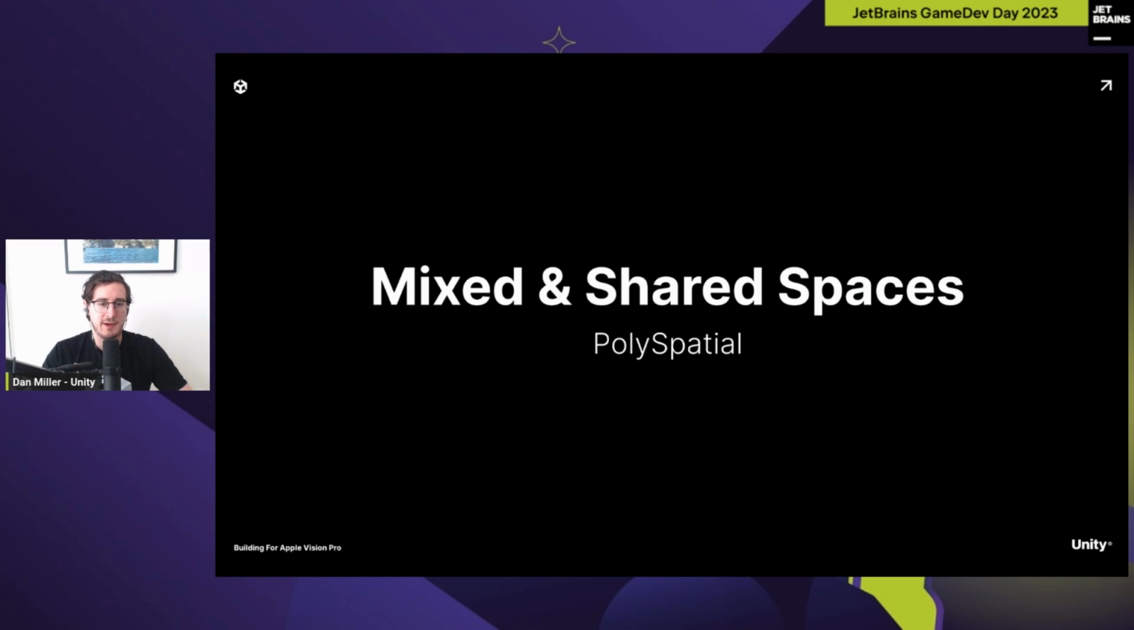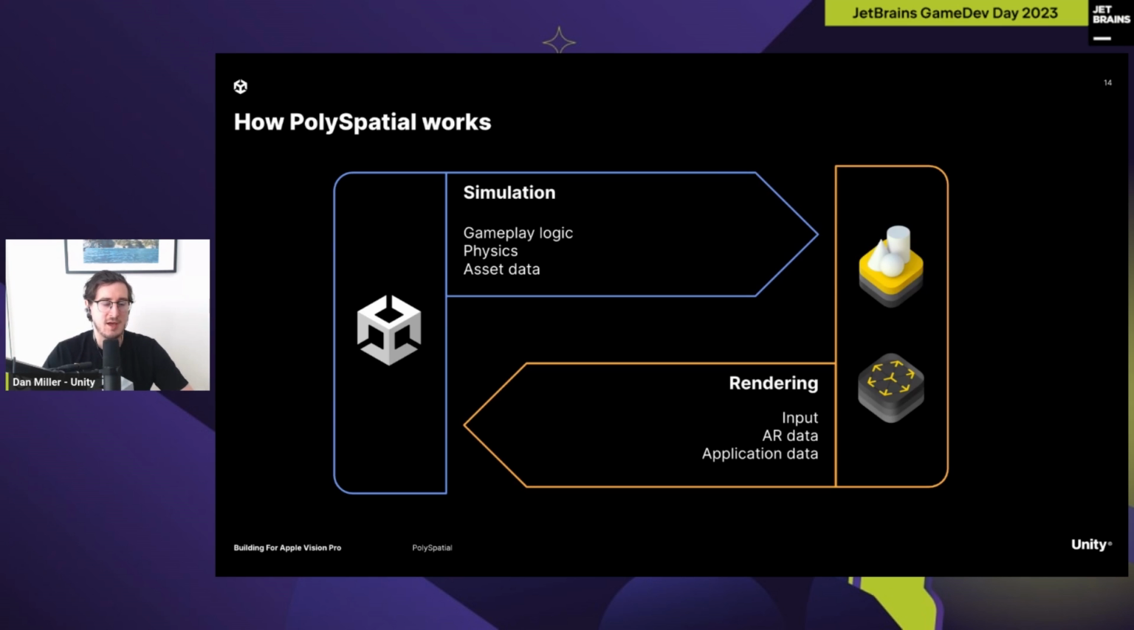So now I want to talk about building for mixed and shared spaces, and really this is why we've enabled and built PolySpatial. At a high level, PolySpatial allows you to build a Unity application that has this simulation layer: gameplay logic, physics, asset data. And then we transfer that over to the platform itself, in this case, visionOS.